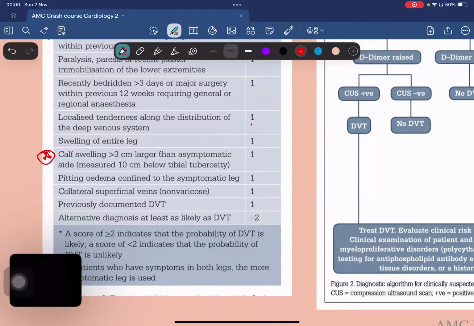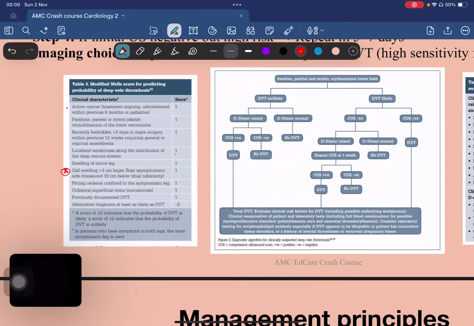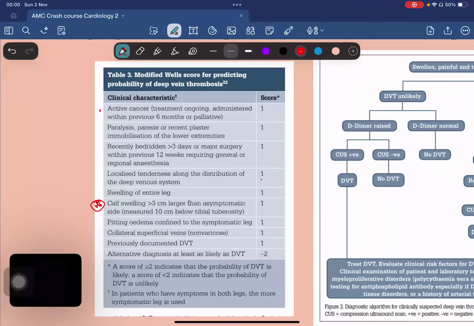And if an alternative diagnosis is at least as likely as DVT, you subtract 2 points. So this is very important to know, because after all, the summary is that if the patient gets 2 points or more, that indicates the probability of DVT is likely. So 2 or more is DVT likely, and a score less than 2 indicates DVT is unlikely. And this is another point that the guidelines have mentioned. In patients who have symptoms in both legs, the more symptomatic leg is used when you're assessing clinically.